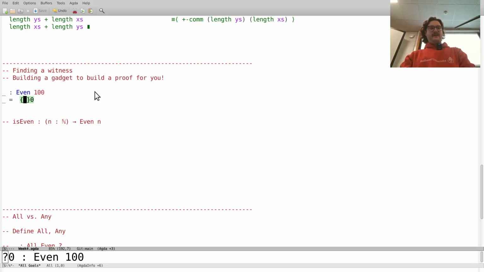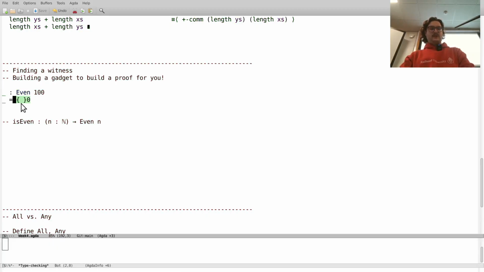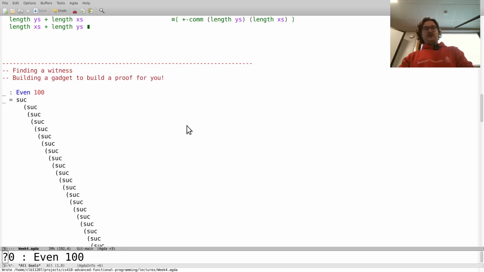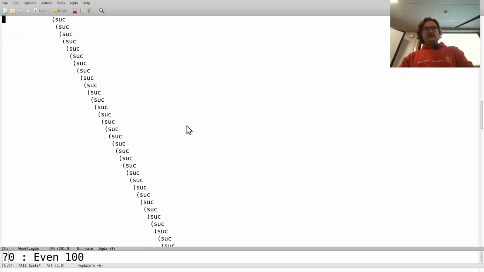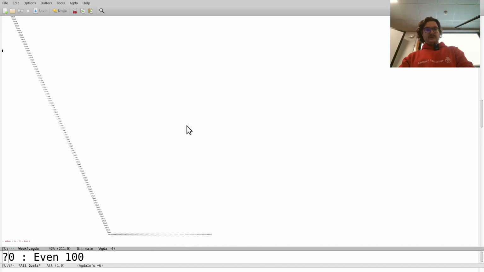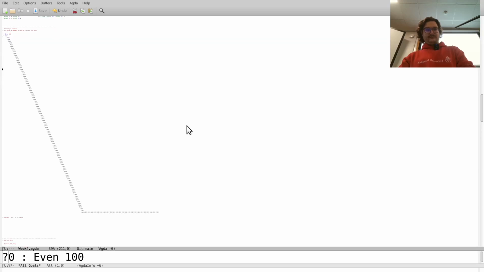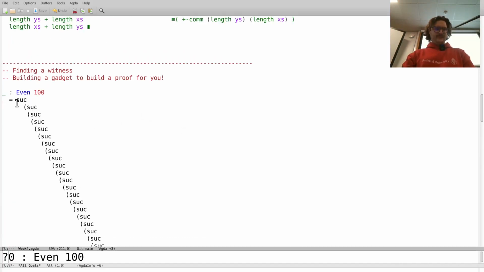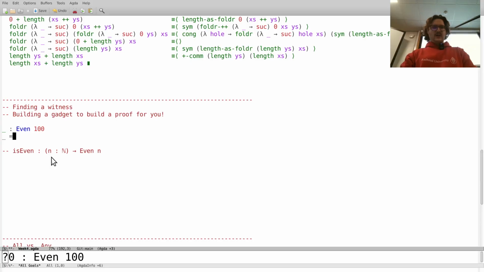So here I have an example. I want to prove that 100 is even, and I can do that by proof search. Agda is still happy to do it, so I can zoom out maybe a little bit. Yeah, that's the proof. But it's really boring, right? It's just 100 sucs and then a 0 at the end. Okay. So let's try to see if we can do better than that.